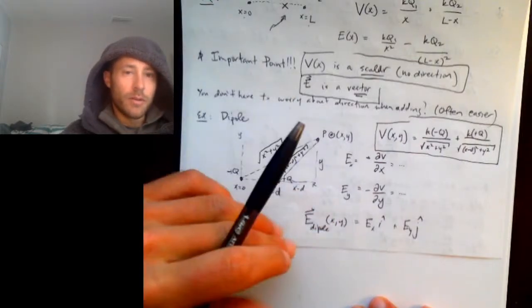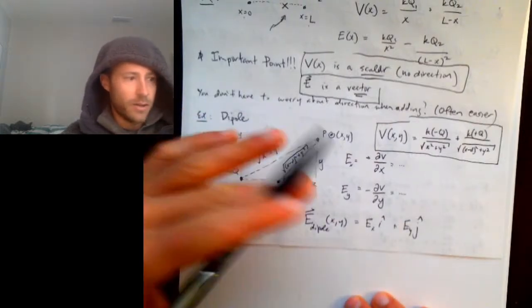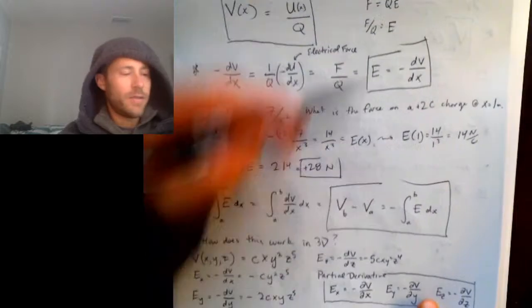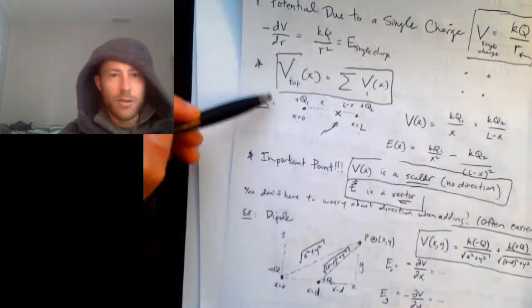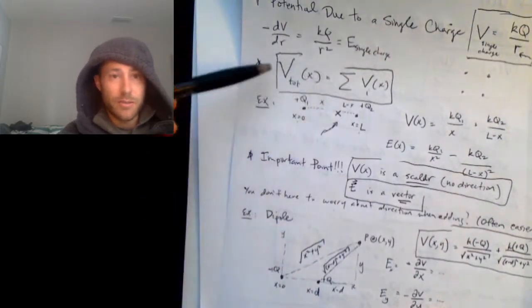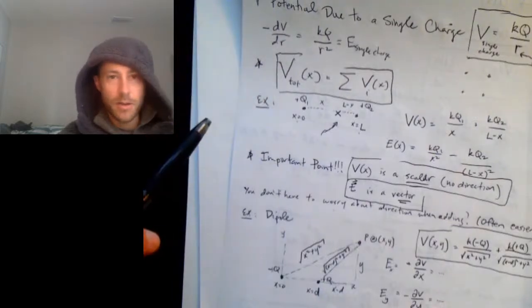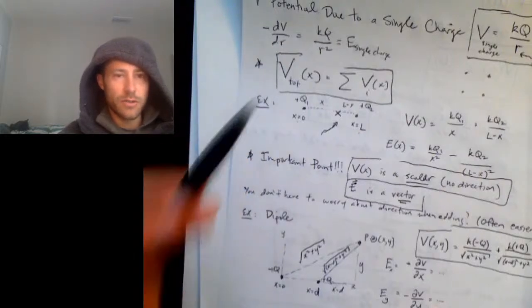So the quiz for today has two parts. The first part is going to be playing around with this formula and that formula. And then the second part is going to be calculating the electric potential at different locations using this formula. This is the electric potential due to a discrete charge distribution.